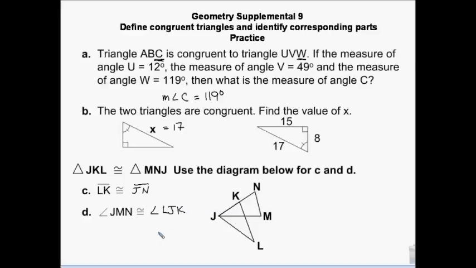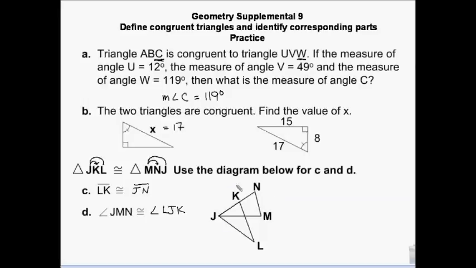Does that make sense? Well, if they're giving us this one, we know JMN, so they went JMN like that. So we want to go LJK. You have to be in the same order. So whatever order they went in, you go in the same order. Just following the pattern.